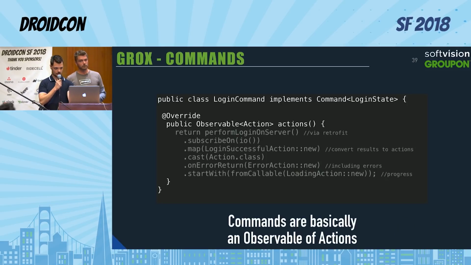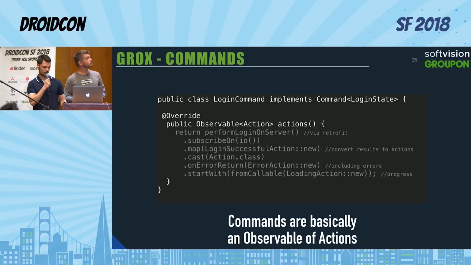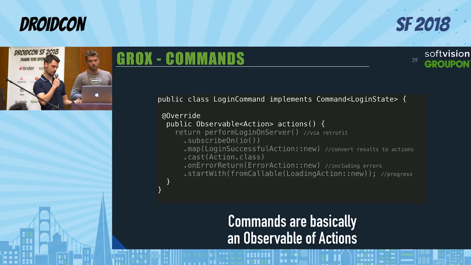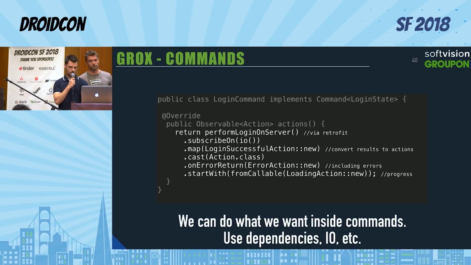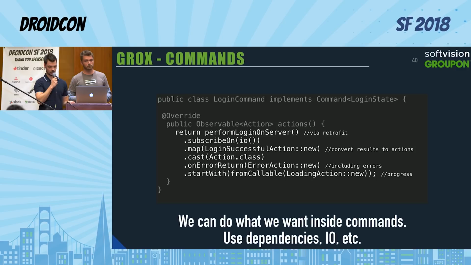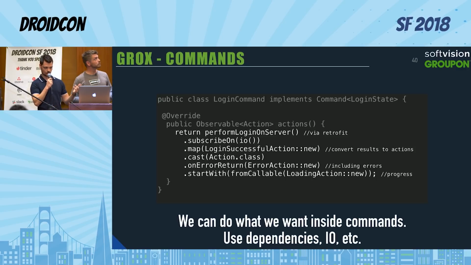Let's see what commands look like. You create a command by implementing the command interface, and you override the actions method that will produce an observable of actions. So commands produce observables of actions. Now you can do what you want inside the commands, usually long-running operations like network requests, fetching something from the database, accessing the file system, or even long computations. Right here in our example, we perform a login on a server. Here you could use a repository or whatever. We can switch the thread. These commands can run on any thread.